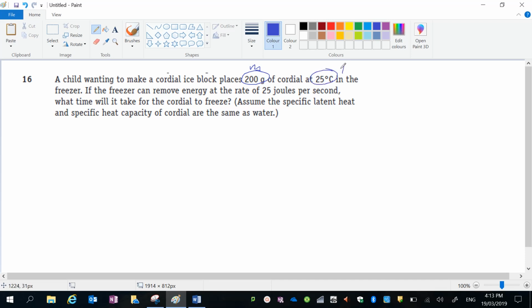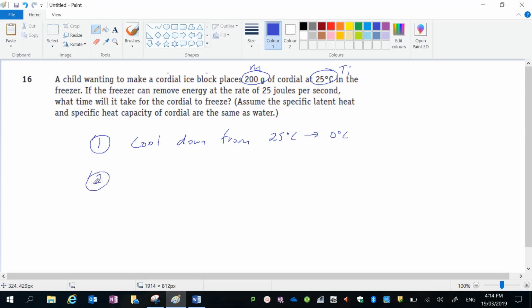Okay, so that's the initial temperature. It can remove heat energy at the rate of 25 joules per second. Okay, so we know that it's going to change temperature because we have to freeze it. So what we have to do is two things. First, we have to cool down from 25 degrees Celsius down to 0 degrees Celsius. So the water's got to cool down to its freezing point.